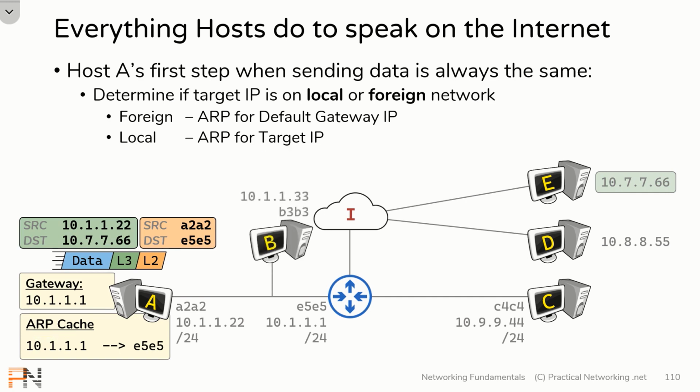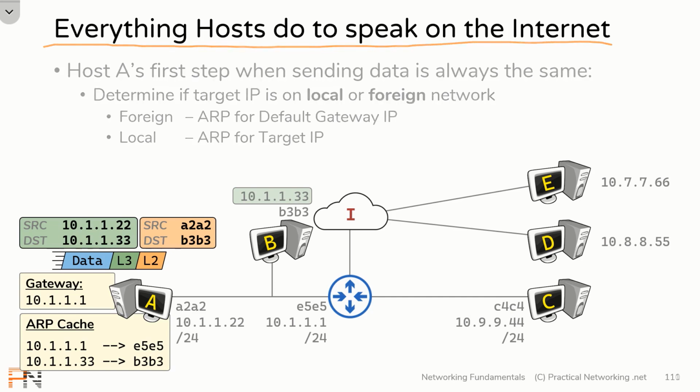That's actually the illustration we showed you in part 1 of this lesson. We showed you that for host A to speak to host B, the ARP entry that host A had to create was for host B's IP address directly. This is what allowed host A to create this layer 2 and layer 3 header to get data from host A to host B. And that wraps up our lesson on everything hosts do to speak on the internet.